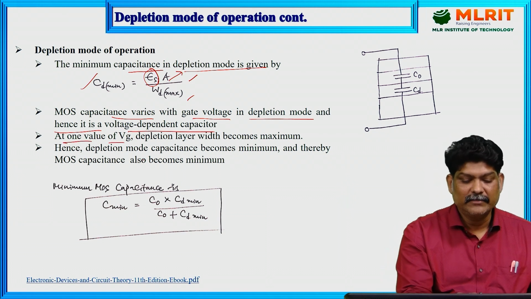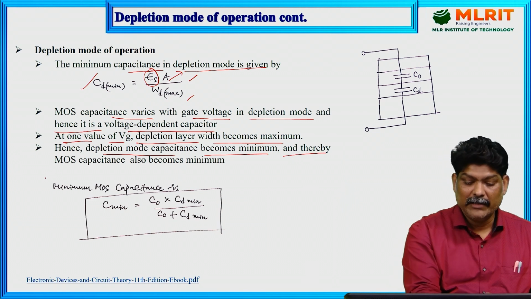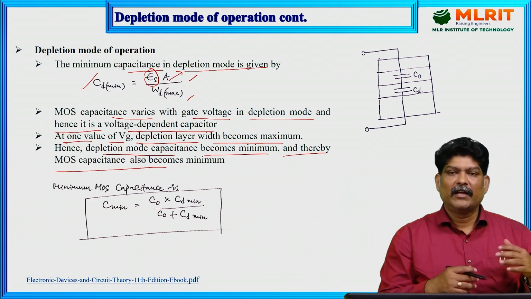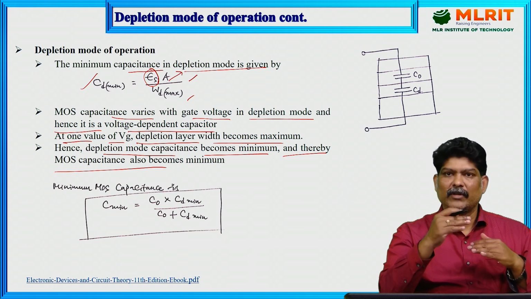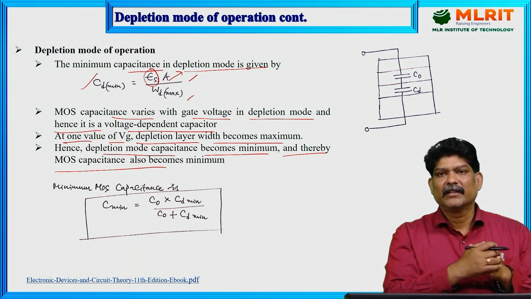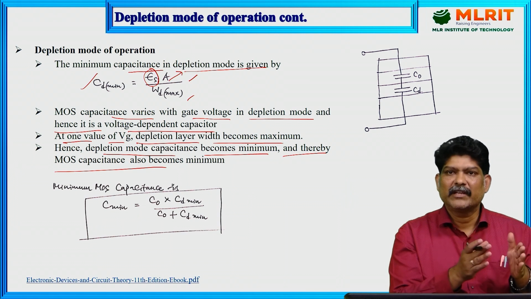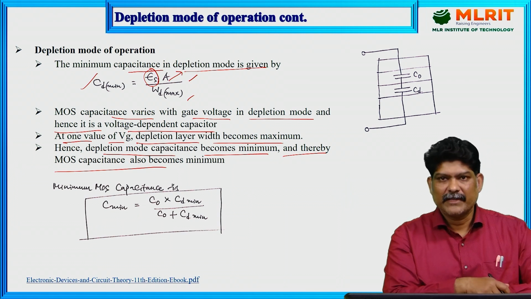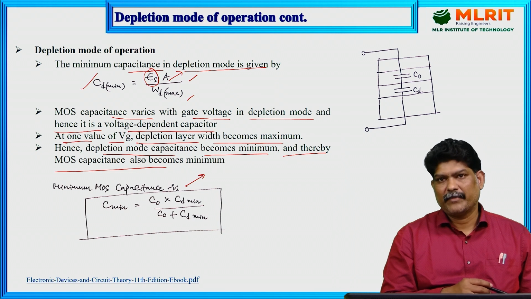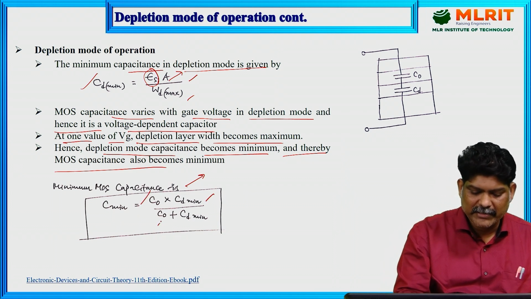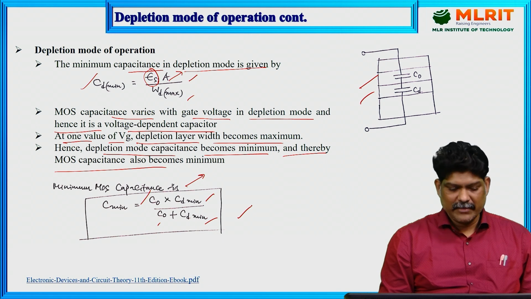At one value of Vg, the gate voltage, the depletion layer width becomes maximum. Hence the depletion capacitance becomes minimum, and thereby the MOS capacitance also becomes minimum. As the negative gate voltage increases, the immobile charge increases, and there is an increase in the depletion width. When it increases, that reduces the capacitance. Depletion capacitance decreases, and obviously your MOS capacitance also decreases. The minimum MOS capacitance, in terms of depletion capacitance and oxide capacitance, is given by C_o into C_D minimum by C_o plus C_D minimum, just like a series combination. So the overall minimum capacitance is given by this one.